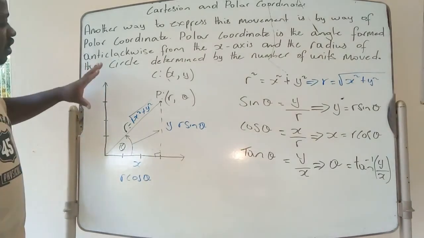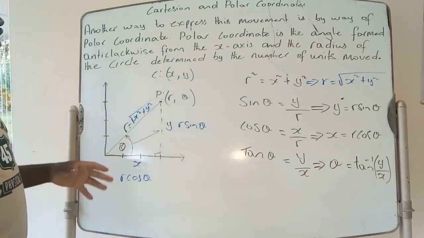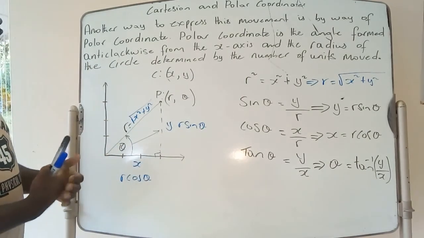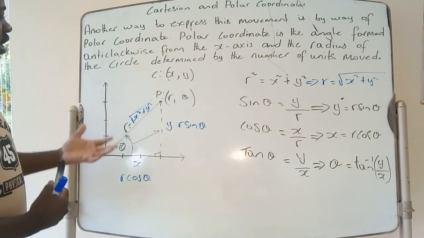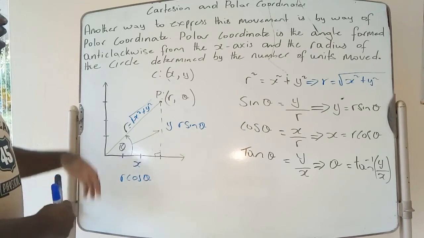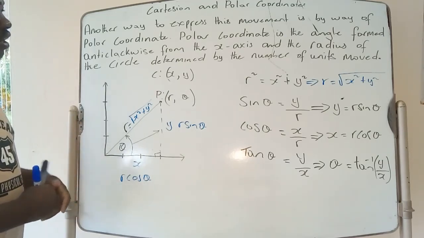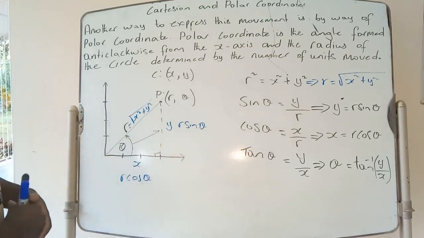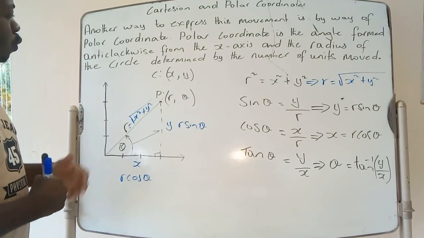Now, with all of these relationships in mind, we can use these relationships to convert from Cartesian coordinates to polar coordinates, and also from polar coordinates to Cartesian coordinates. So what we're going to do is to look at some examples and how we do that.